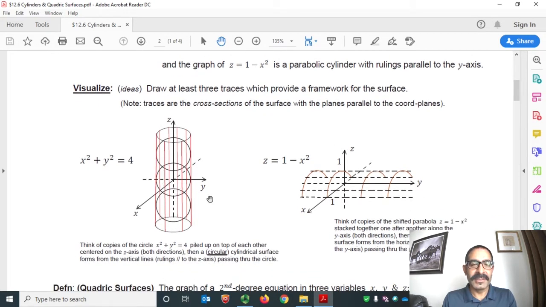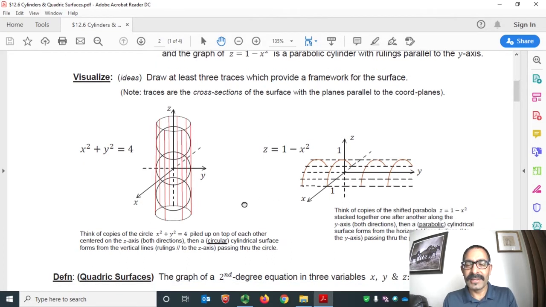Let me visualize. The idea is to draw at least three traces, which provide a framework for the surface. The first diagram here is x squared plus y squared equals 4. Here the z variable is missing. So first, graph x squared plus y squared equals 4. It's a circle in the xy plane. And since the z variable is missing, we can move this circle up in the positive z direction as well as down in the negative z direction. So that means we are basically piling up circles over the circle and we get this circular cylinder. I hope this makes sense to you all. And here the shape does not change. This is another important feature.